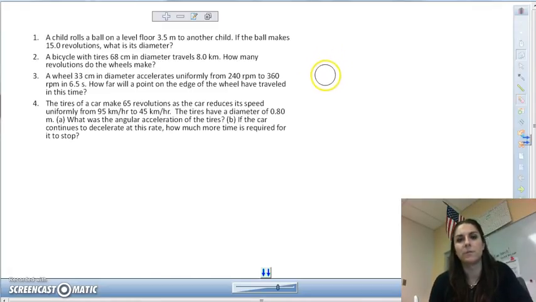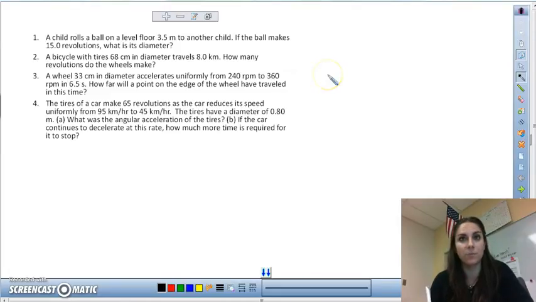I'm going to do a series of videos using rotational motion, and in this video, video 1, I'm going to do all rotational kinematics. So if you use the video slides, you'll see that I'm going to solve the first 4 problems in this video. So let's start with the first one.